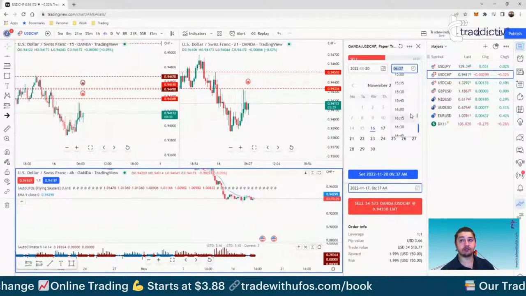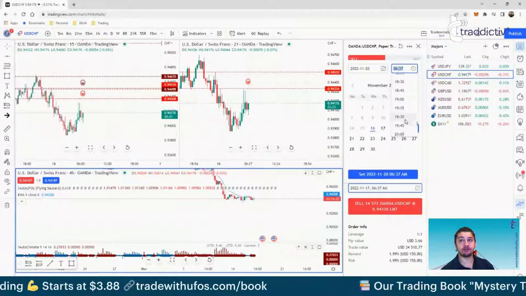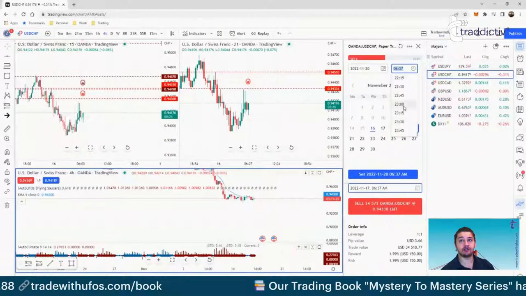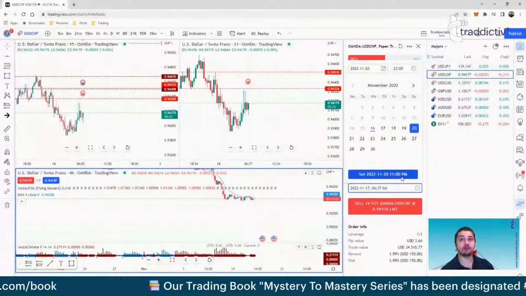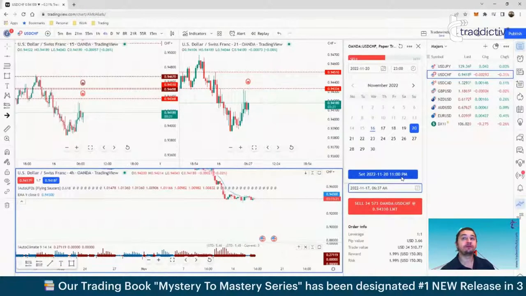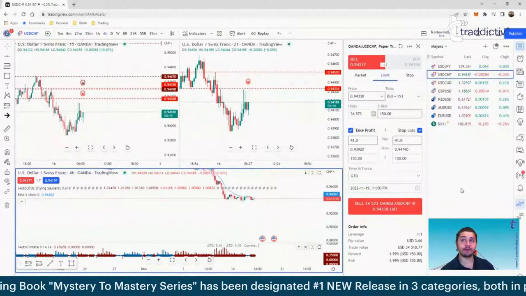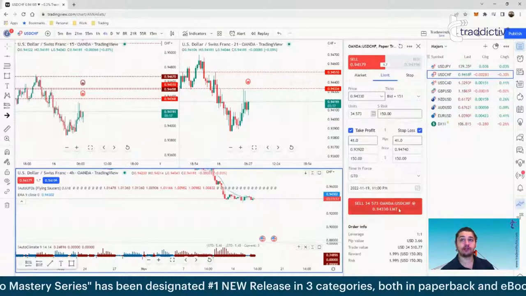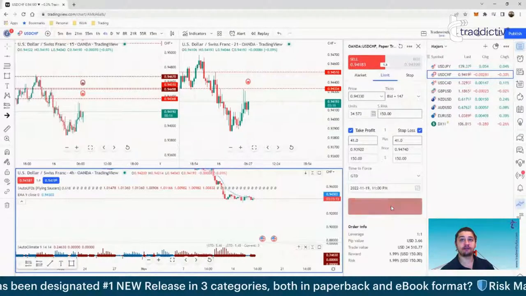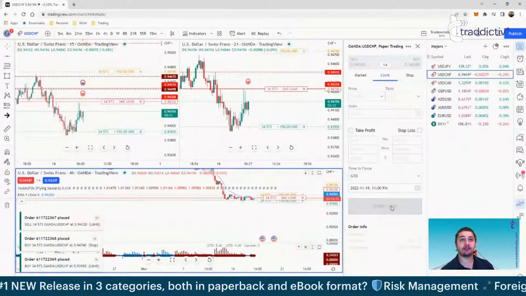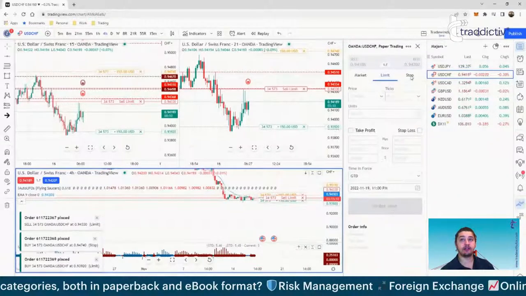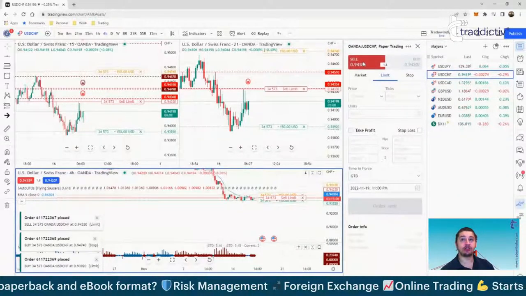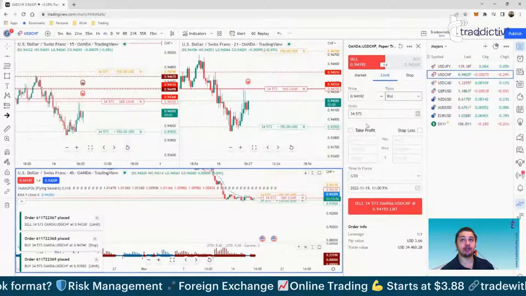This will be when the market's open, which is essentially 3. So if we were to give it another 6 hours from there, it'll be around 11 o'clock on Sunday. All right, and we're going to go and sell that. There's our setup.